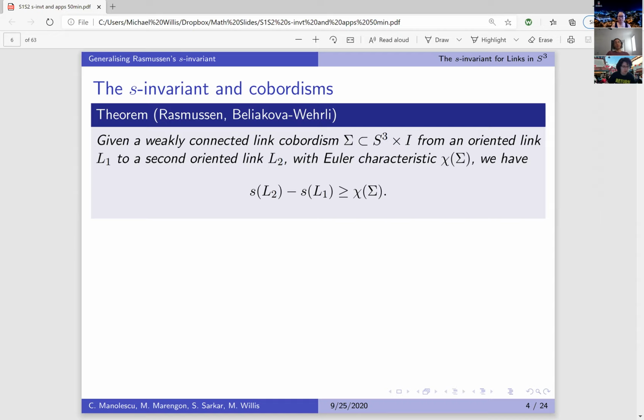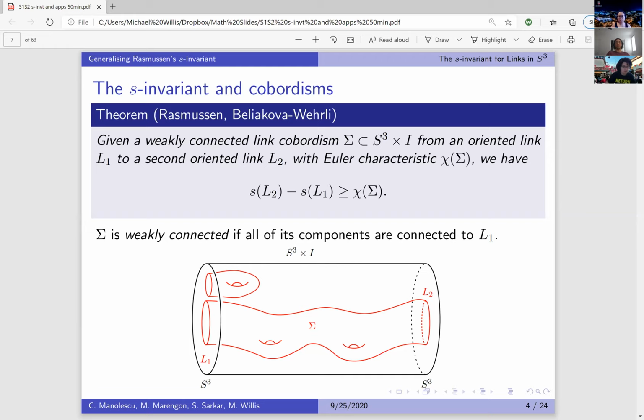So given a weakly connected link cobordism, let me show that picture. Weakly connected just means that your cobordism needs to be entirely connected, like all the components need to be connected to the first link. So this is the directed idea. For a weakly connected link cobordism from one link to another, the Euler characteristic is bounded by the difference in s-invariants. This is the theorem of Rasmussen.